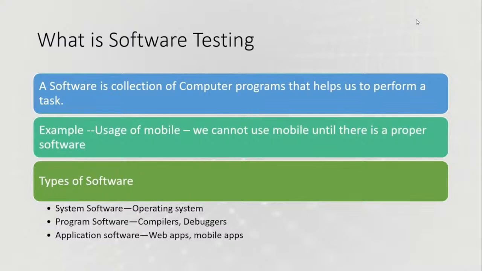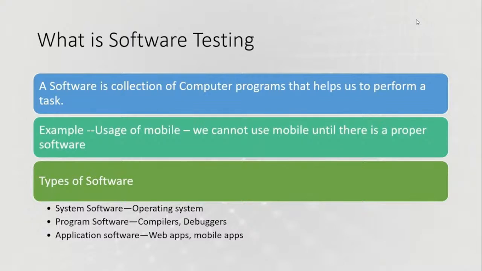So there are different types of softwares. One is system software, another is program software, and another is application software. Because of these three different softwares, we are able to access different things in our real time scenario. So what is system software? System software is nothing but the operating system. If you have to operate your mobile, there should be some operating system installed in your mobile. What is the operating system that we install in the mobile?